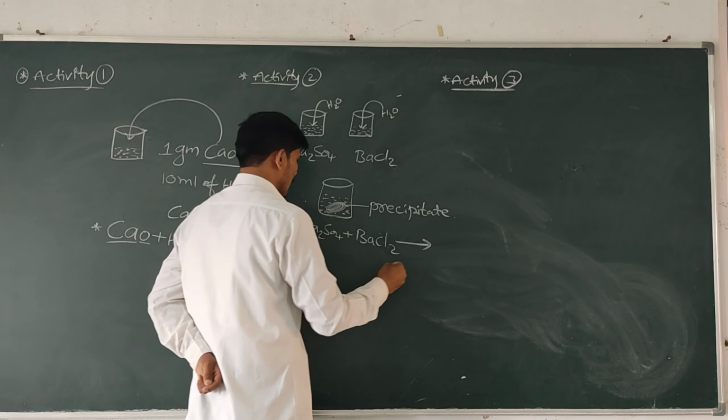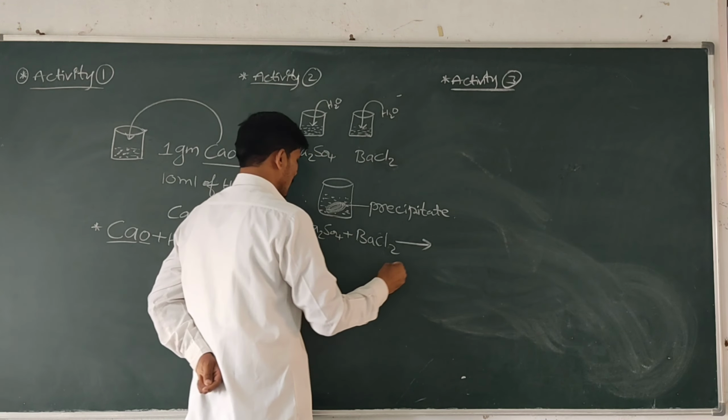Here, how many sodiums are present? 2 sodiums. The subscript indicates how many formula units are present in the reactants. Here 2 sodiums are present, and here also 2 sodiums are present. How many sulfates are there? Only one sulfate. Here also one sulfate is formed in the products.